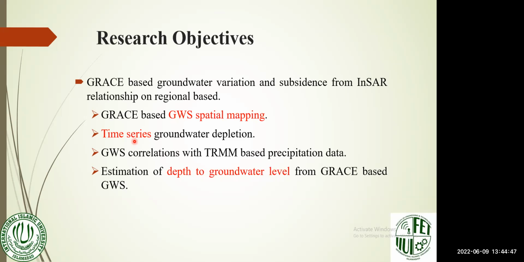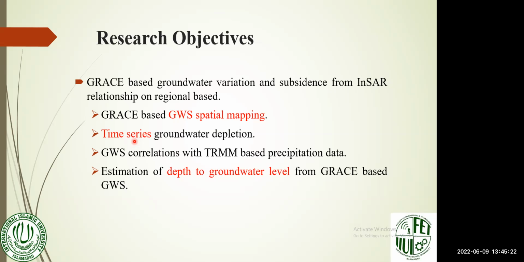In this case study, we have some objectives of the GRACE-based data. GRACE is basically used for GWS spatial mapping, time series of groundwater, and also the depletion of groundwater. So basically, GWS correlation with the TRMM data, the Tropical Rainfall Measuring Mission, is basically used for the precipitation calculation in the area.